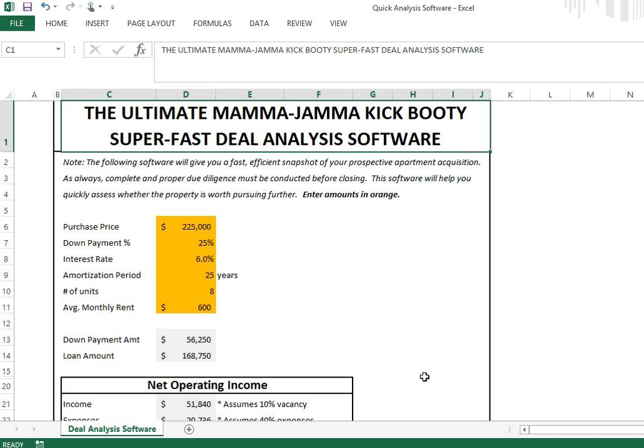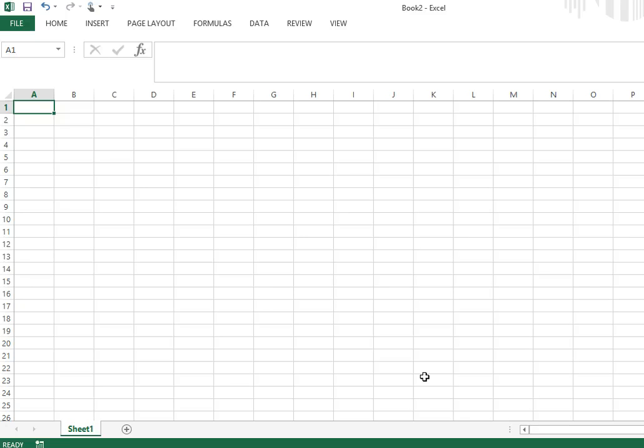Now, keep in mind that the way I have it set up, it has one cell for the number of units and one cell for average monthly rent. The reality is that most buildings out there have more than one type of unit. So let me just show you real quick. What you want to do is come up with an average. Let's say you're looking at a building that has 8 units, and 5 of the units are 2 bedroom, 1 bath, and let's say those units rent out for $750 per month.